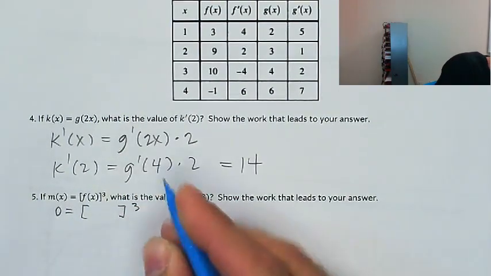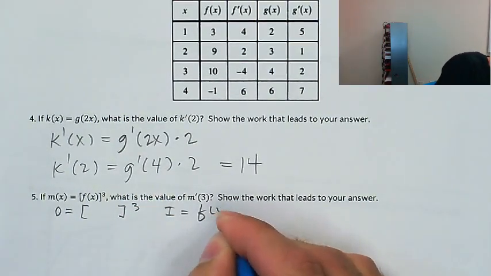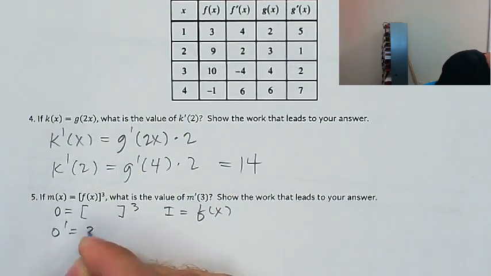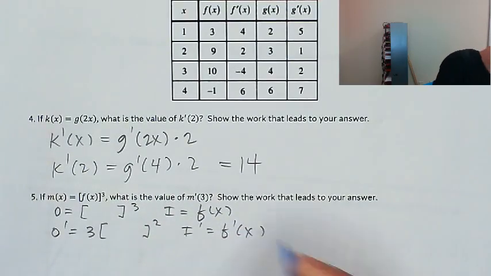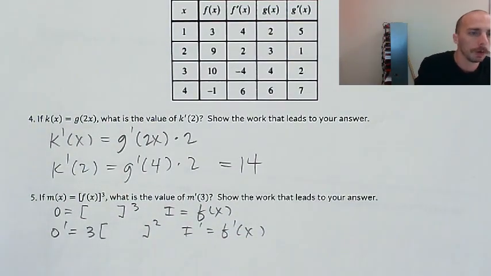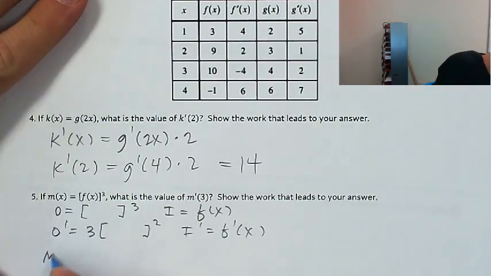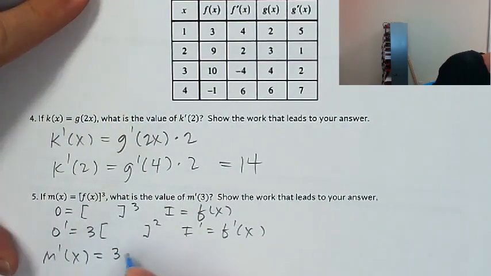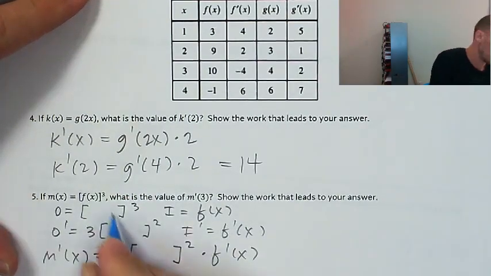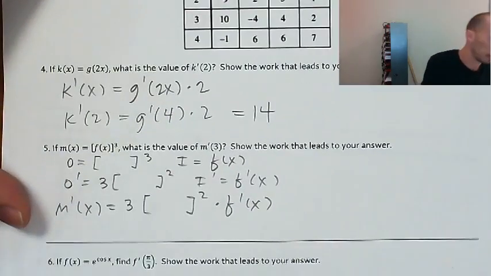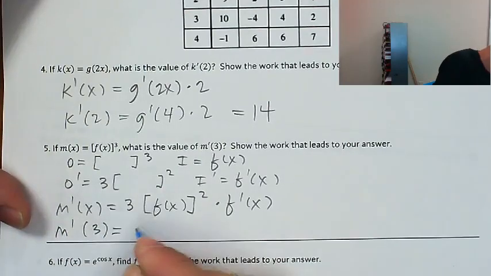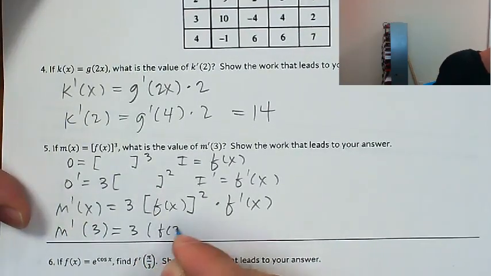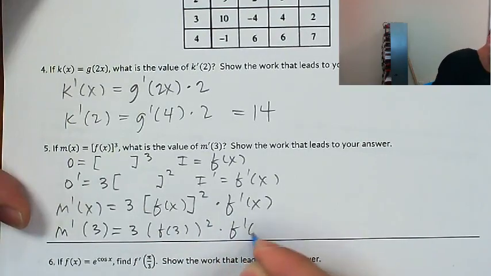On the outside, I've got that third power. On the inside, I've got f of x. Okay, and I'll take the derivative inside and I'll get f prime. Okay, m prime of x is going to be 3 times that thing squared times f prime of x. And what goes inside the box is what went inside the box originally, that's f of x. Okay, m prime of 3 is going to be 3 times f of 3 squared times f prime of 3.